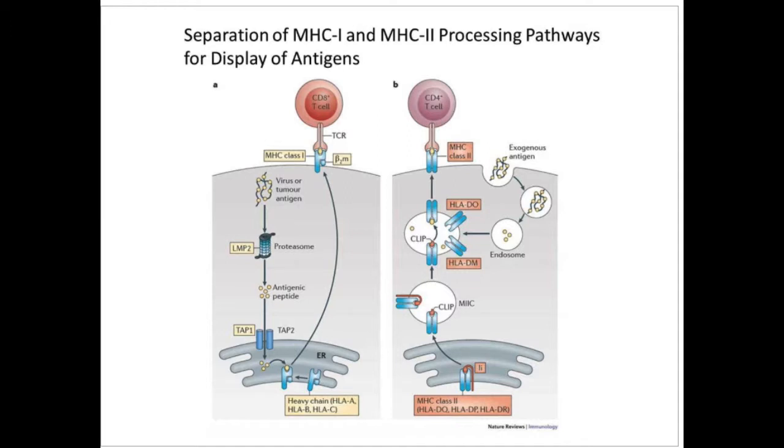So this is going back again. For the class 1 system, you're only looking at peptides generated within the cell cytoplasm. Whereas in the class 2 processing, all of these antigens and peptides are being generated through uptake of the external surface and processing and placement of these. Okay, and placing these peptides into HLA molecules.